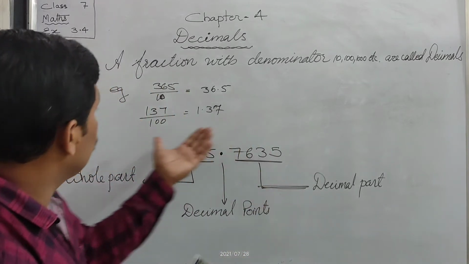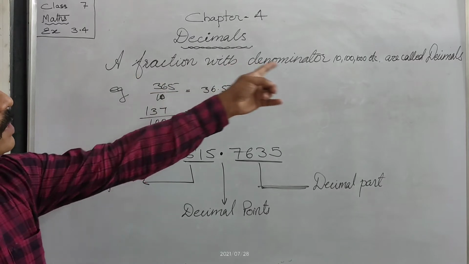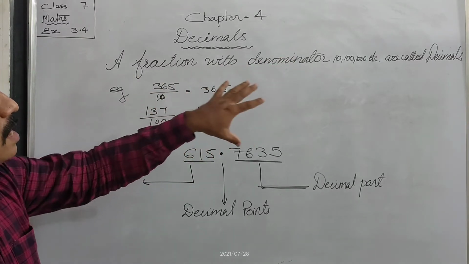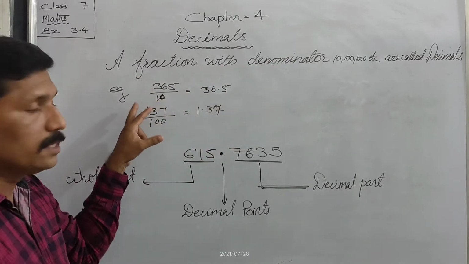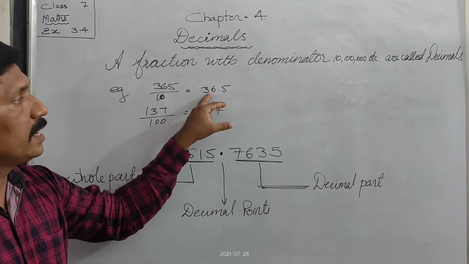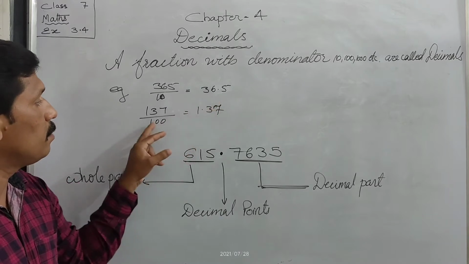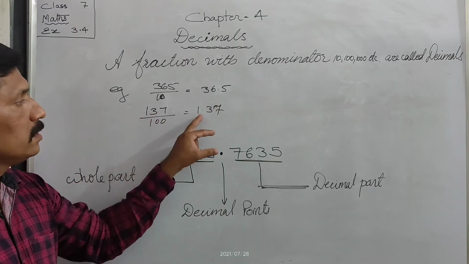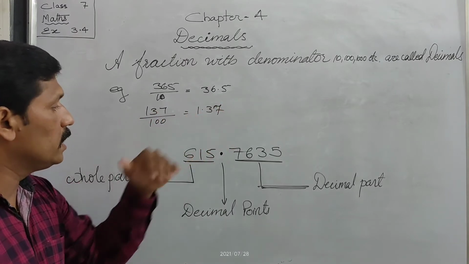Here is an example: a fraction with denominator 10, 100, 1000, etc. is called a decimal. Example: 365 out of 10. We can express it as 36.5. So this is a decimal number. 137 upon 100 is 1.37. This is also a decimal number.